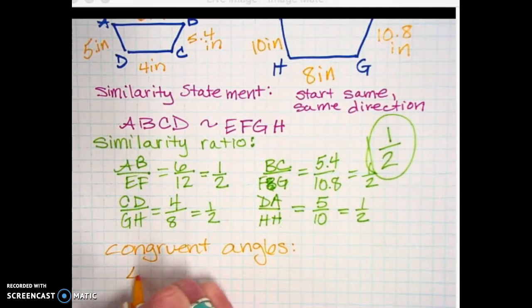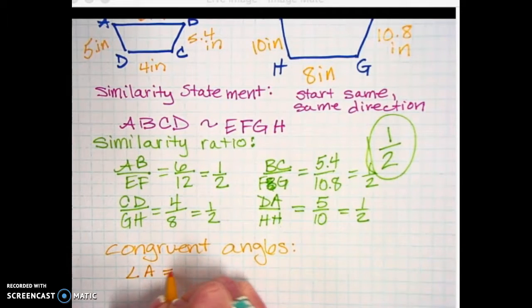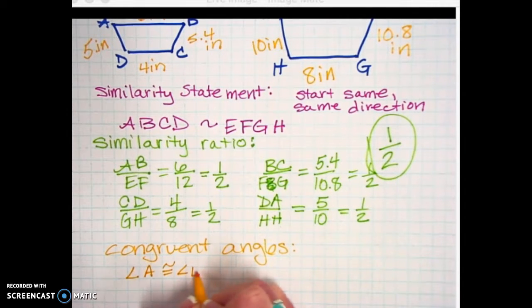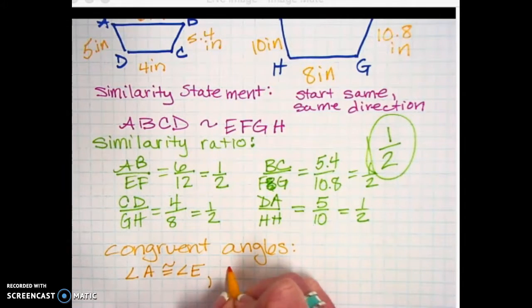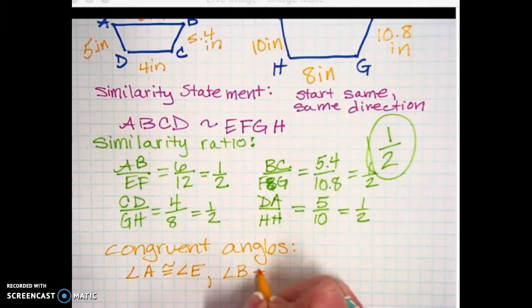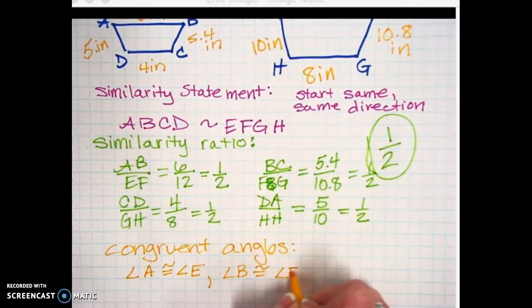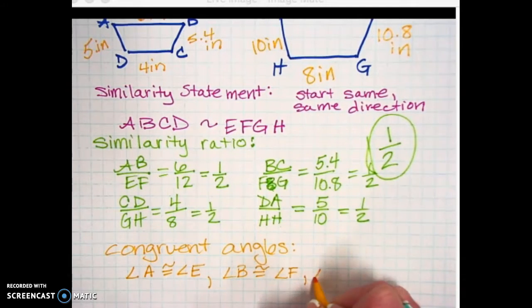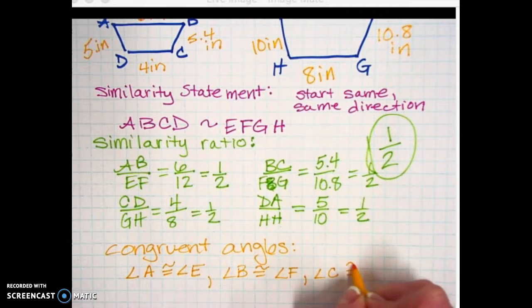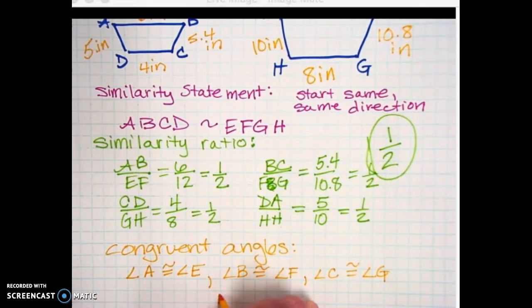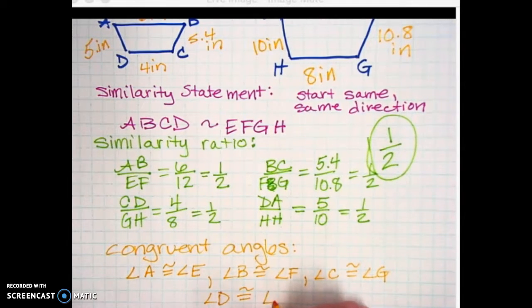So angle A is going to match up and be congruent to angle E. Angle B is going to match up and be congruent to angle F. Angle C is going to match up and be congruent to angle G. One more. Angle D is going to match up and be congruent to angle H.